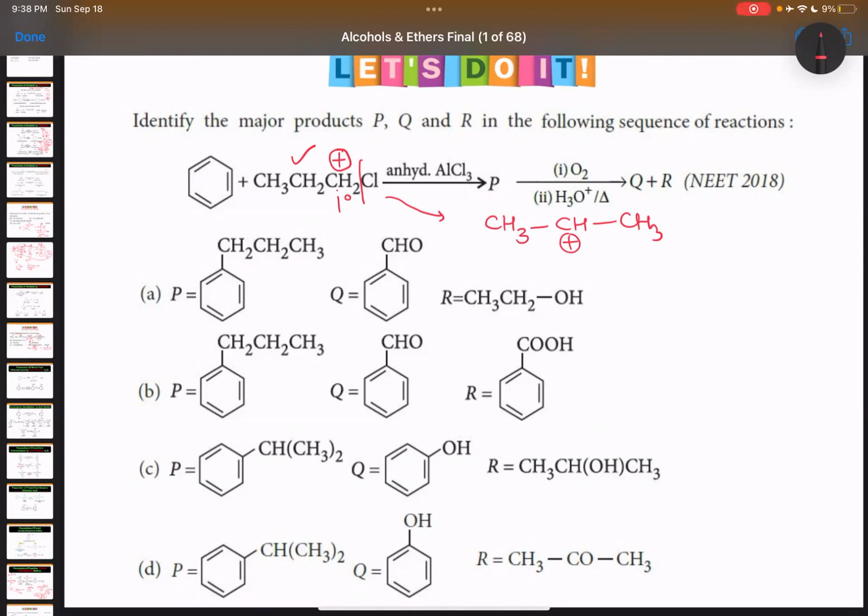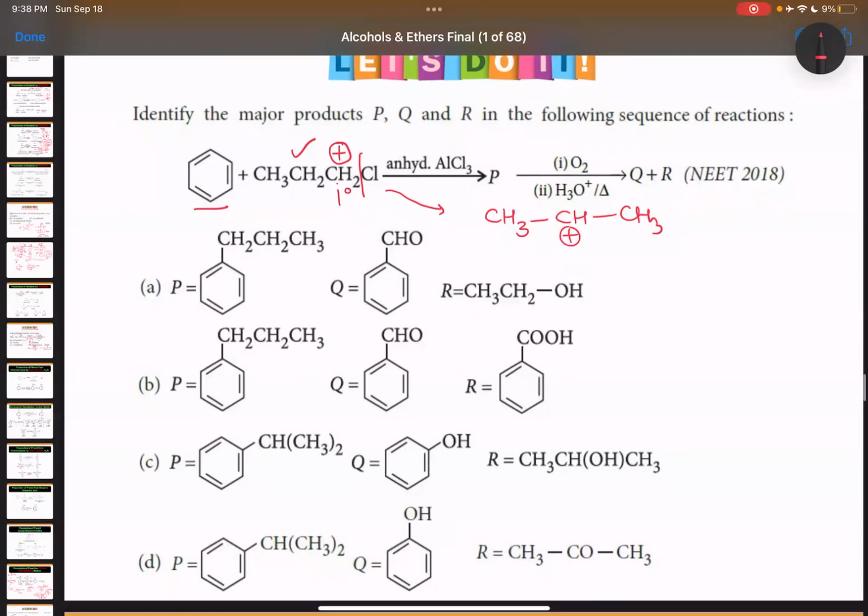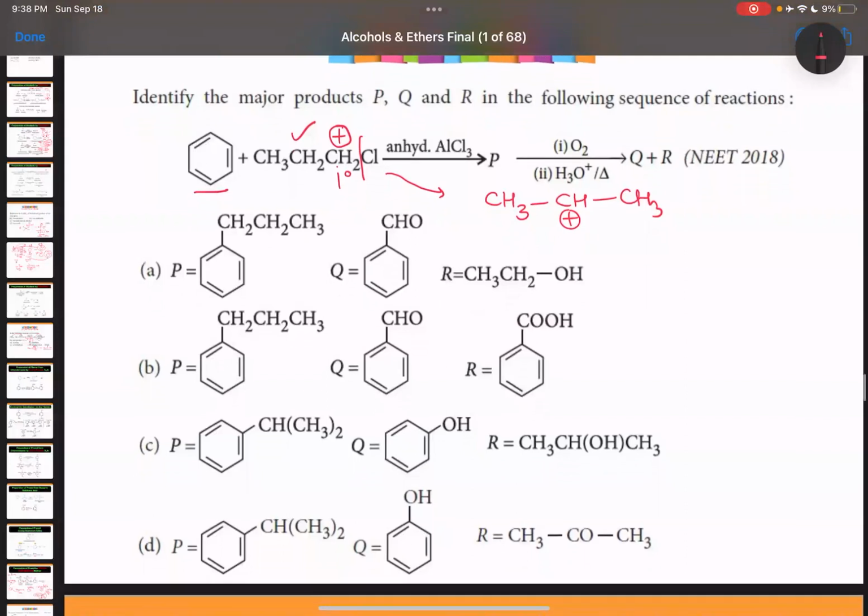So ultimately it is given with benzene, so now we are going to put on the benzene. So we are going to get the cumene again, right? Yes, sir. So A is going to be cumene, and that is there in option C and D.